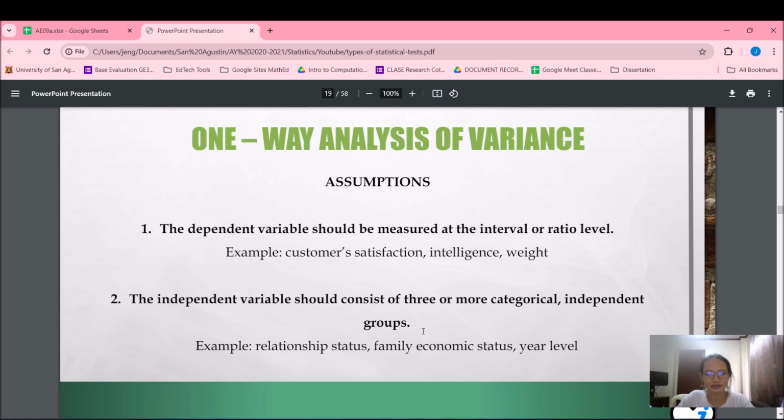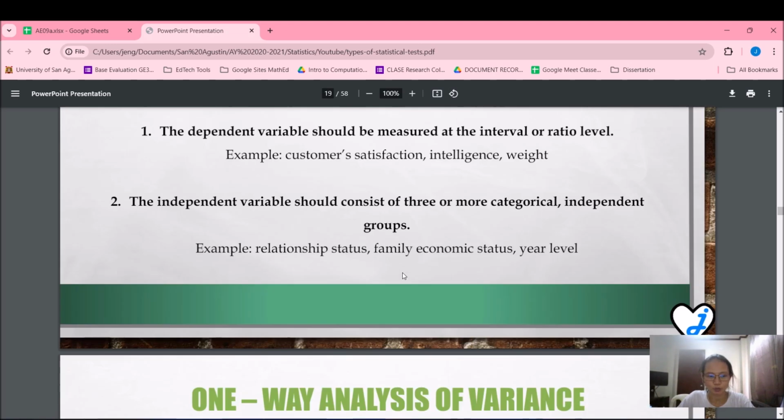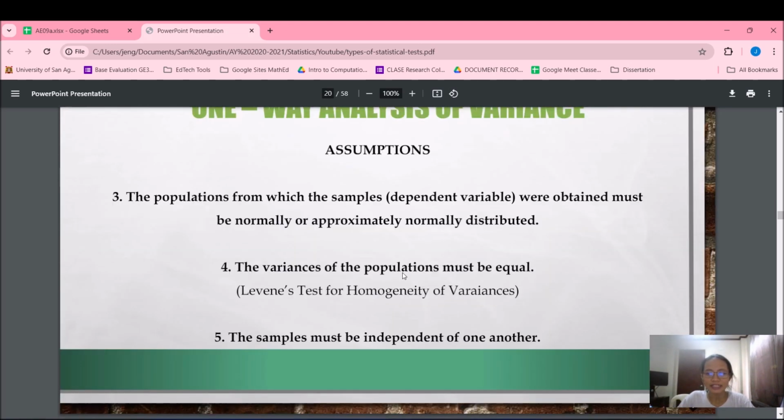The independent variable should consist of 3 or more categorical independent groups. The population must be approximately normally distributed, and the variance of the populations must be equal. And the samples must be independent of one another.